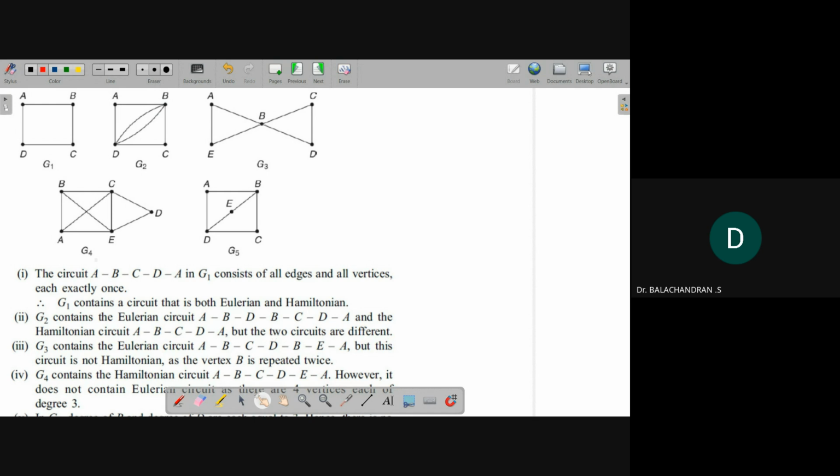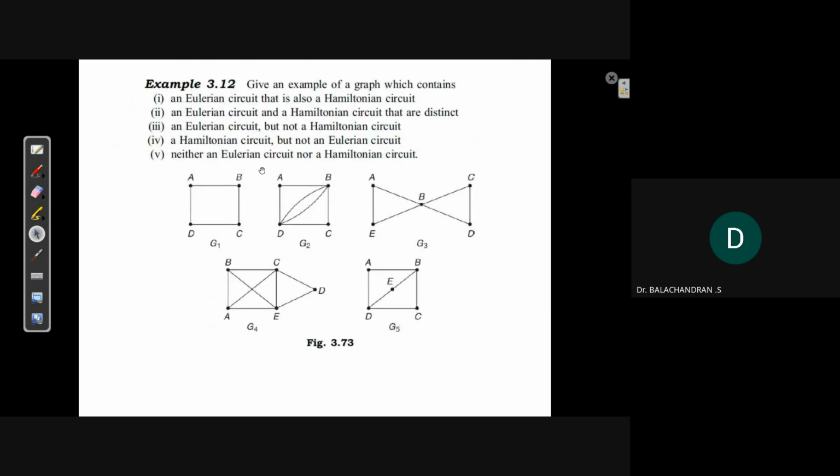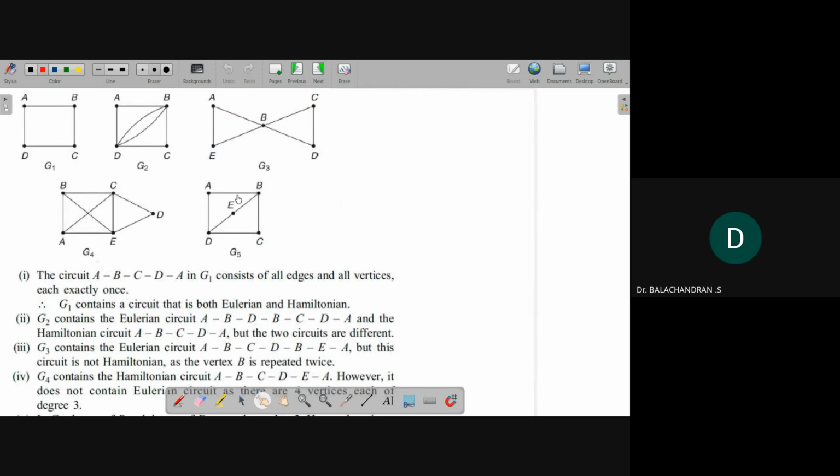Okay, now next, the previous was... third one. What is the third one? Give an example of a graph that contains an Eulerian circuit, but not a Hamiltonian circuit. This is an example, because all the vertices are what? Even degree, 2, 2, 4.